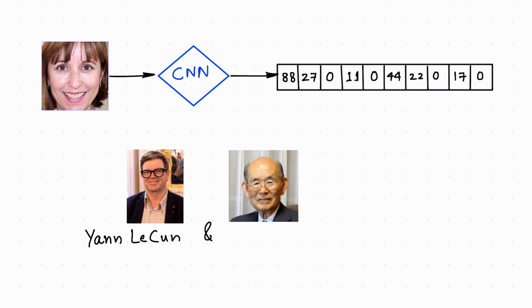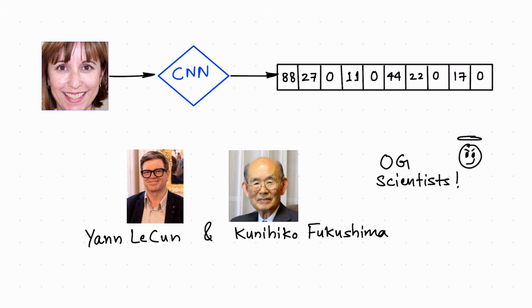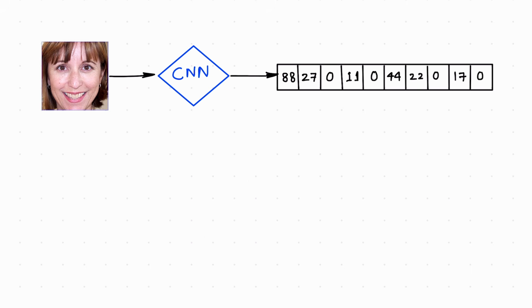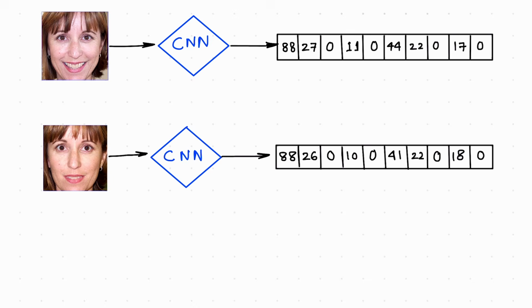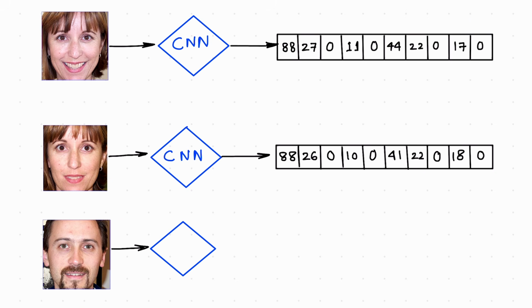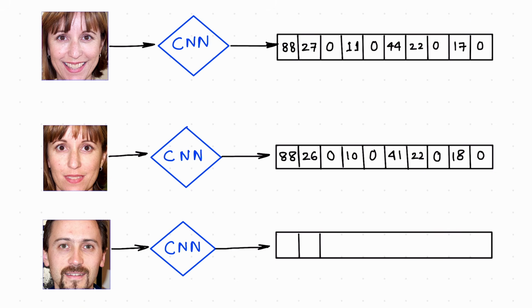And thanks to Yann LeCun and Kunihiko Fukushima, the OG scientists who invented the convolutional neural networks, we were blessed with an algorithm that took the most important part of an image and represented it with a smaller set of numbers. And if you bring a similar image, the numbers generated will also be similar. Like if I bring another face of the same person, then the numbers generated will be close to the ones generated for the first image. However, if I bring an image of a different person, then the numbers generated will be significantly different from the first person's number.